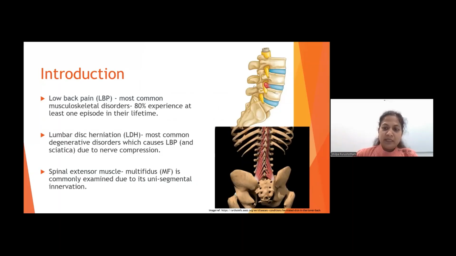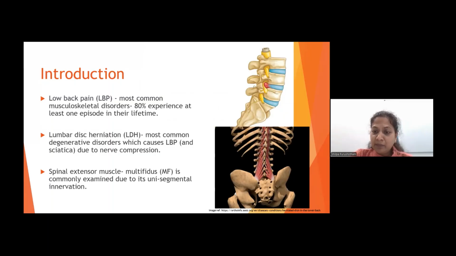To begin with, as we all know, low back pain is one of the most common musculoskeletal disorders, and nearly 80% of the people experience this pain at least once in their lifetime. So it's highly prevalent. And lumbar disc herniation is one of the most common degenerative disorders, which causes low back pain and lower limb pain, which is commonly known as sciatica, due to the nerve compression.